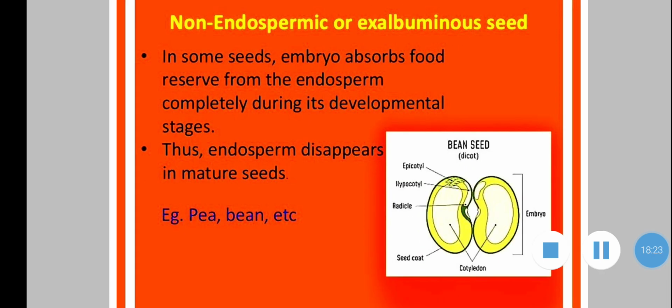Non-endospermic or ex-albuminous seed. In some seeds, the embryo absorbs the food reserve from the endosperm completely during its developmental stages. Thus, the endosperm disappears in mature seeds. For example, pea, bean, etc.